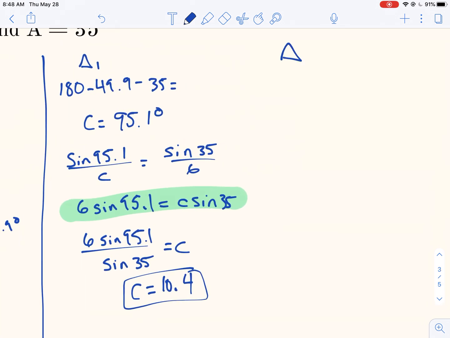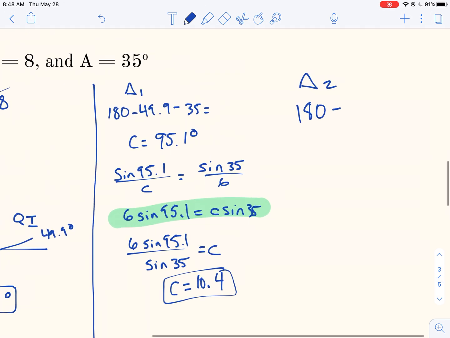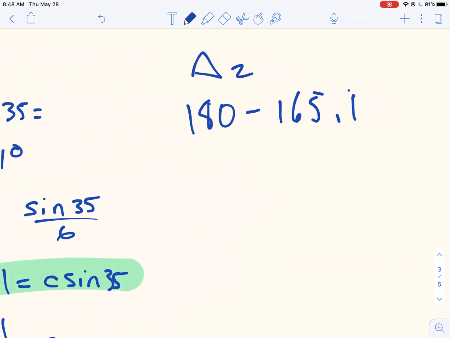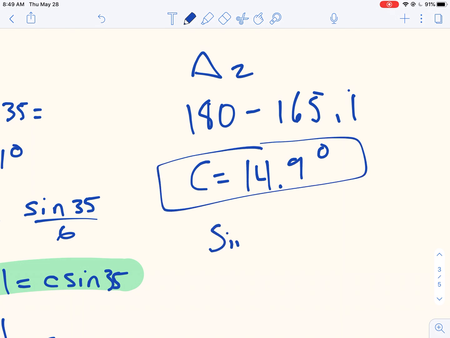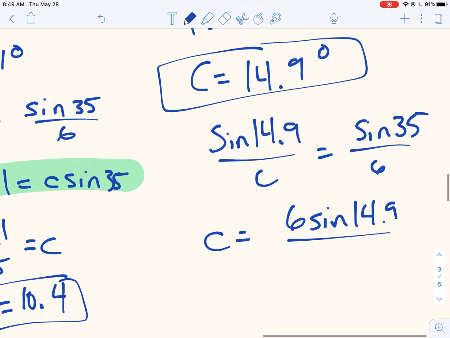Triangle 2, I'm just going to do 180 minus 165.1. I already know that it's 165.1 because I've already added angle A and B together to figure out if it could even exist. And I find that this is a 14.9 degree angle for C. And then I set up my same formula. The sine of 14.9 over C is equal to the sine of 35 over 6. So then C will be equal to 6 times the sine of 14.9 over the sine of 35.